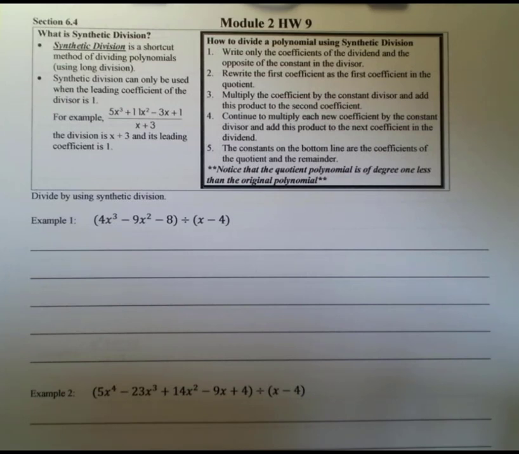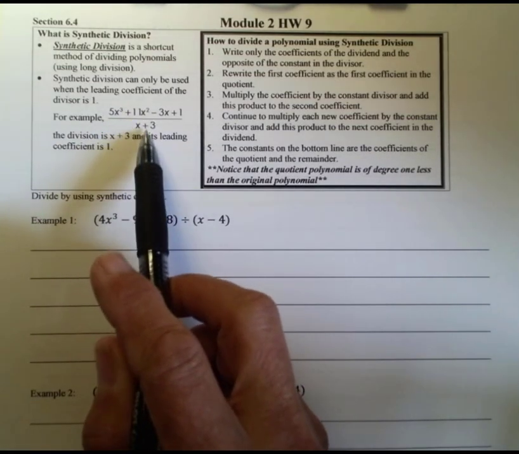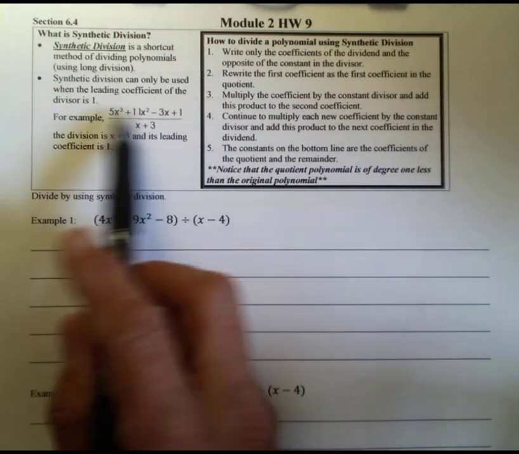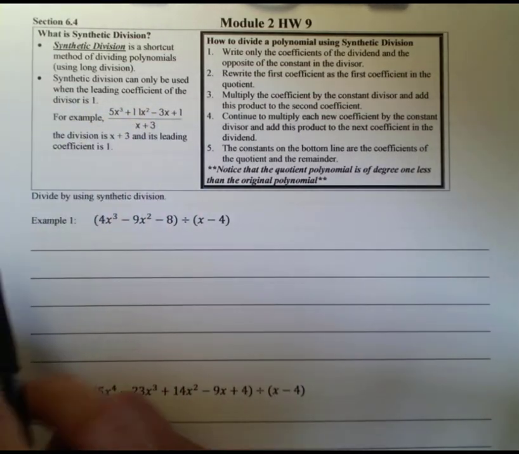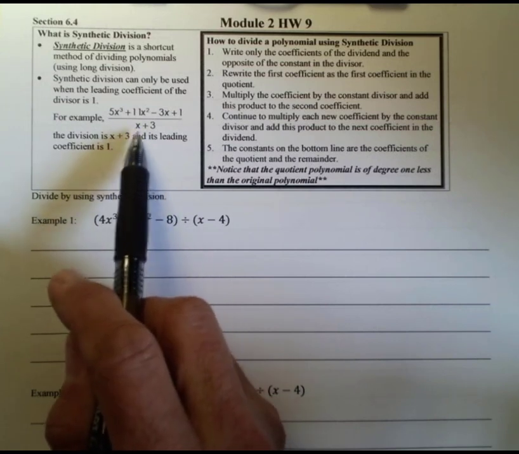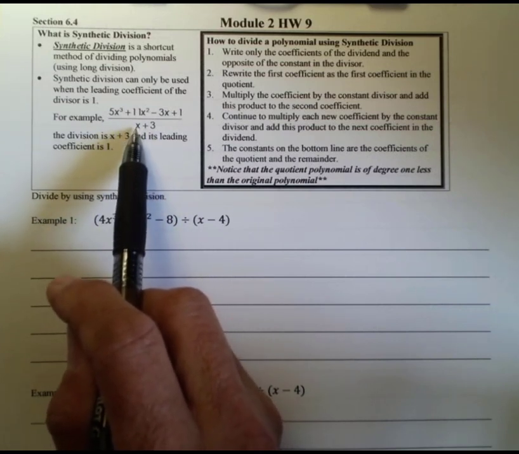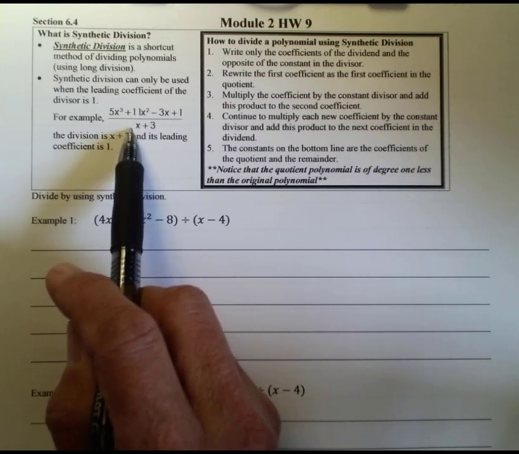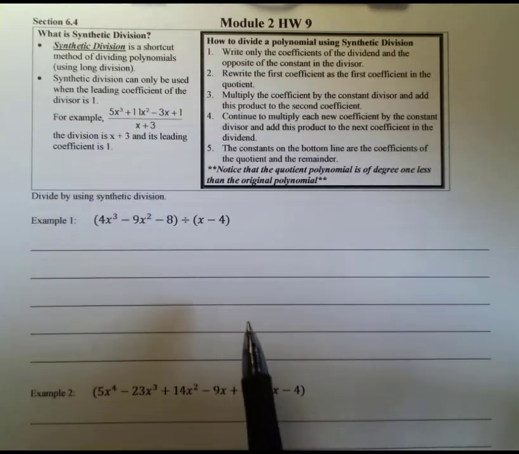Something you need to keep in mind, though, is that this only works if we have a certain type of divisor. We have as many terms as we want in the numerator, and we can fix almost anything up in the numerator to make it work. But in the denominator, the divisor, we can only have a binomial, two terms, and the first one cannot have a coefficient. In other words, it has to be a binomial to the first degree. It can't have an exponent bigger than 1, and there cannot be any number other than 1 as the leading coefficient of that variable term.